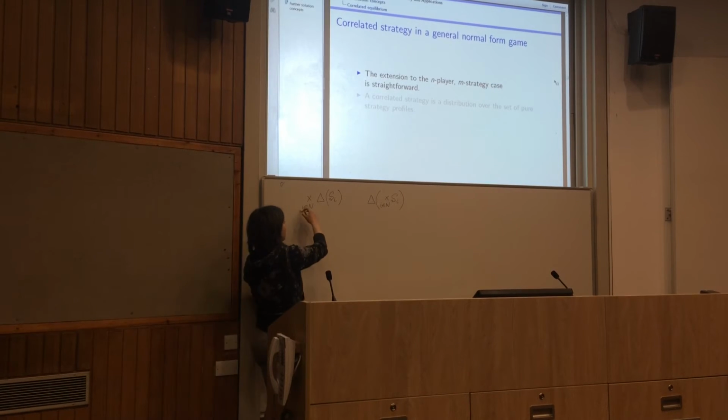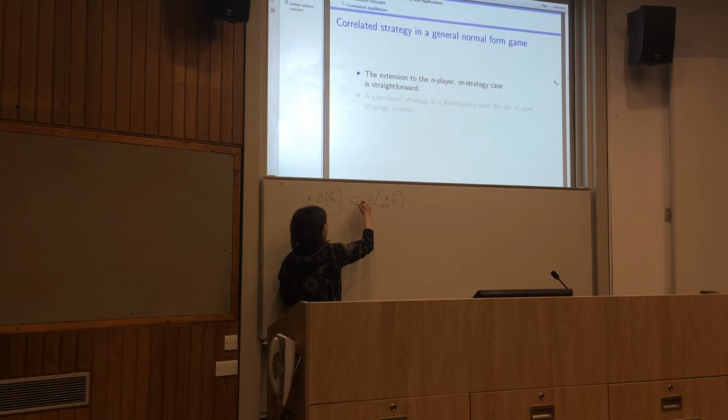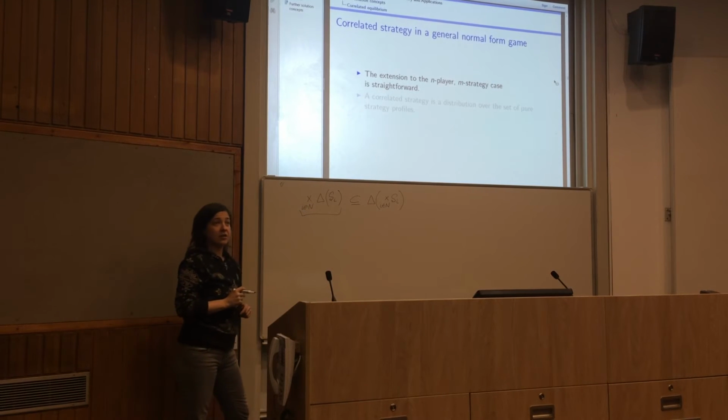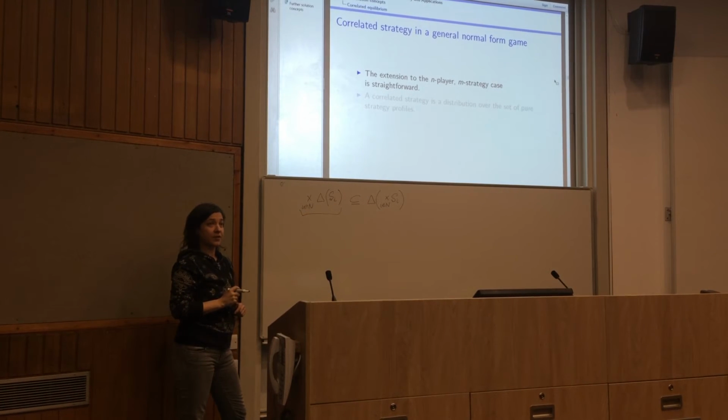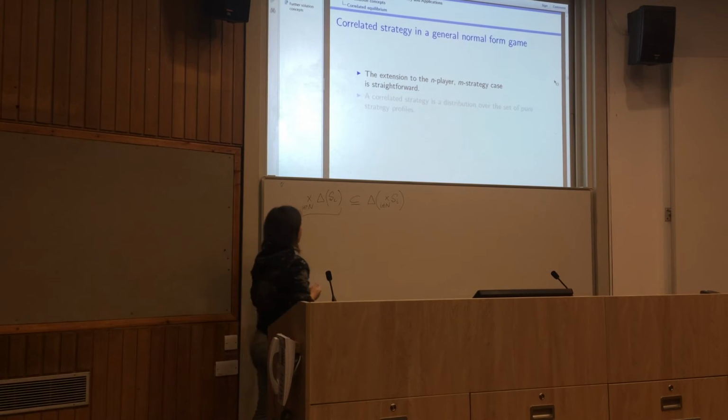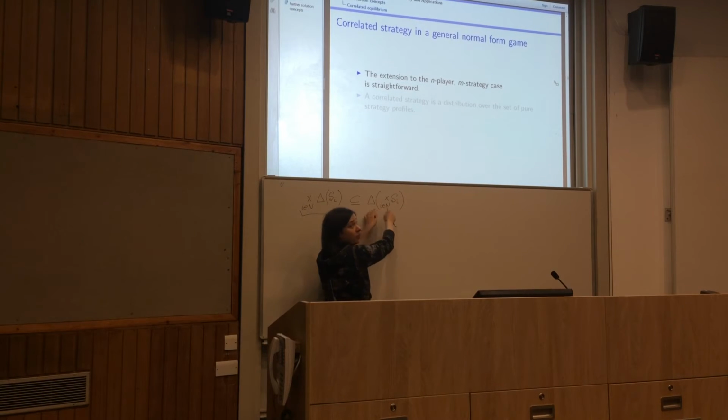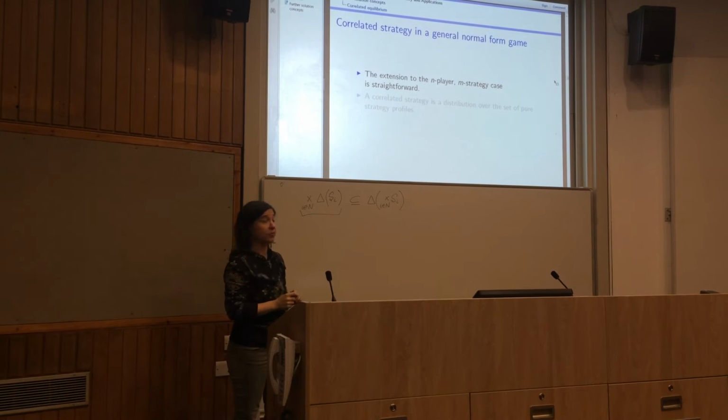Now, of course, this set is contained in the set of correlated strategies. So here we only have distributions which are independent of the players. Here we would have also other distributions over the strategy profiles.